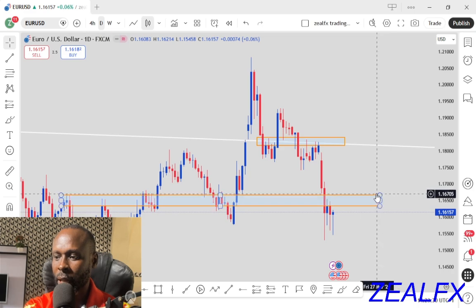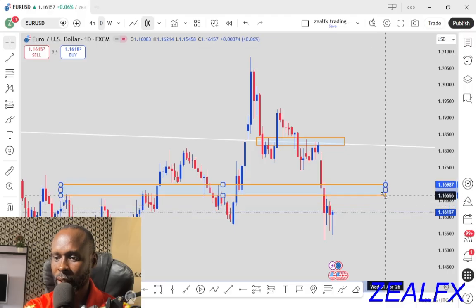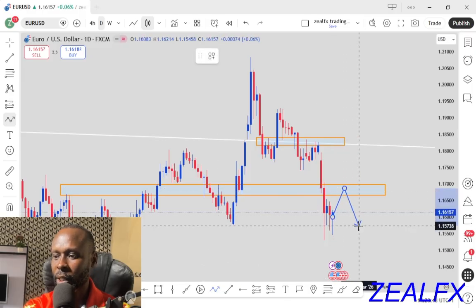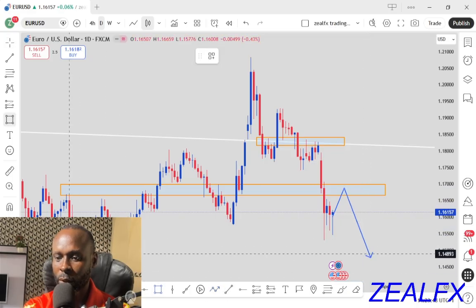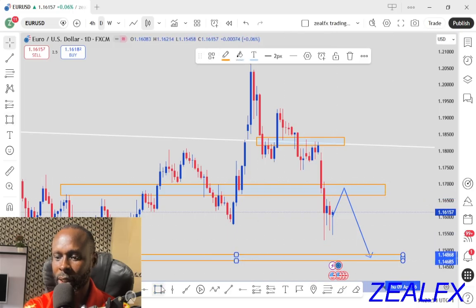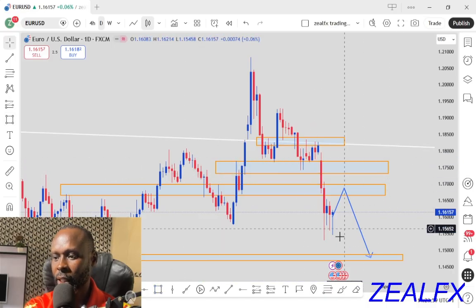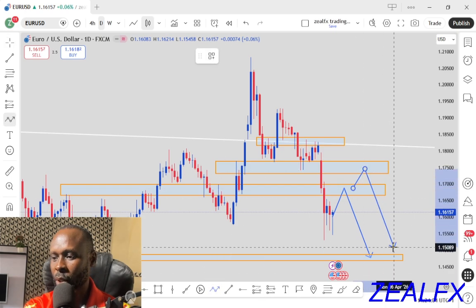On Euro USD, we have this resistance level. So we need price to do a retest of this resistance level. Then we can start looking for a selling opportunity to this next support level. We have a support level at this area. So we need price to do a retest, but we also have a resistance level at this area. If we see price retesting this level, then we can start looking for a selling opportunity on the Euro USD.